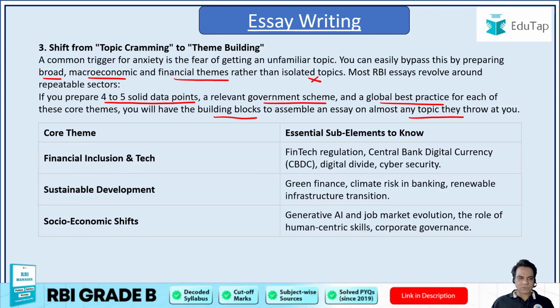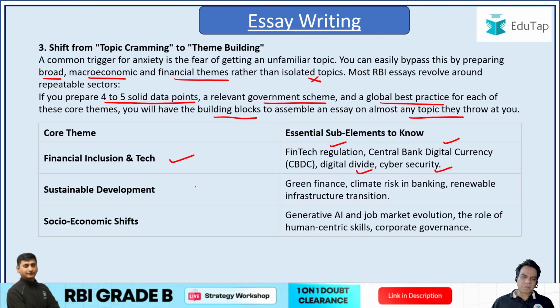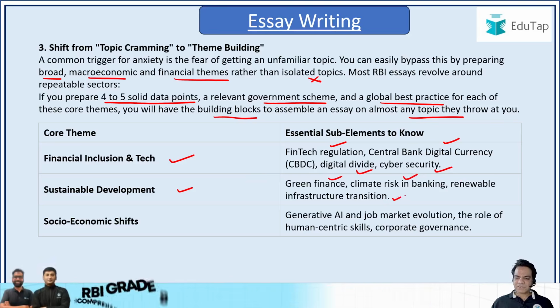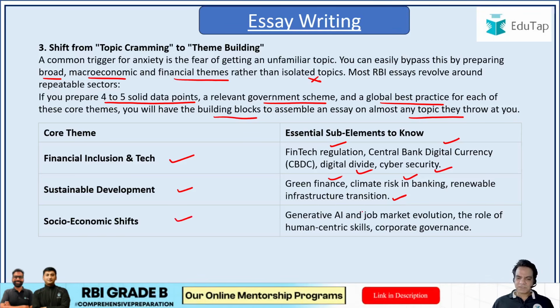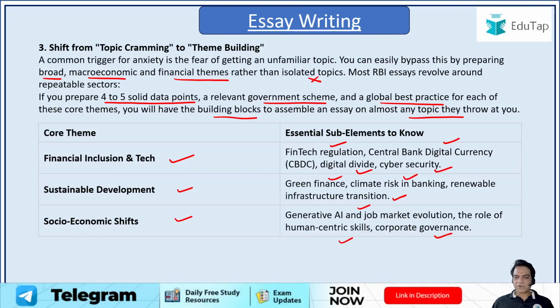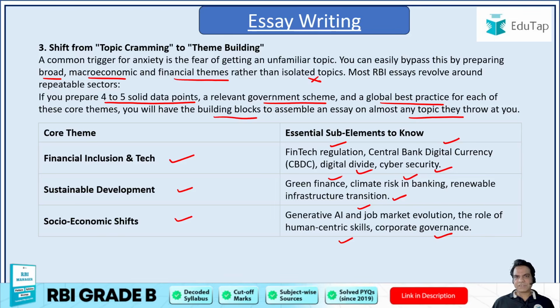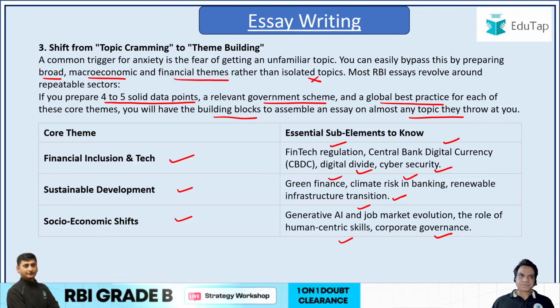That's the truth. So what are the core themes? Financial inclusion and technology, like fintech regulation, CBDC, digital divide, cyber security. Under sustainable development, green finance, climate risk and banking, renewable infrastructure transition. And in socio-economic shifts, generative AI and job market evolution, the role of human-centric skills, and corporate governance. So if you prepare for these verticals along with climate change, healthcare, education, migration, and the role of AI, and the changing dynamics of global trade, right?